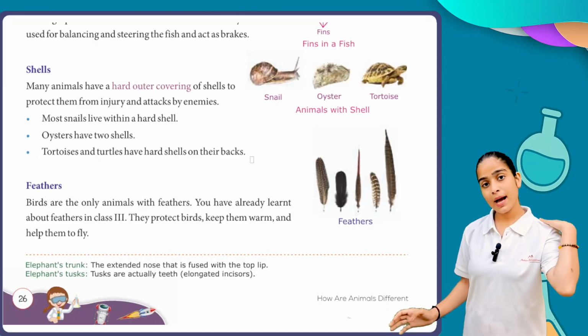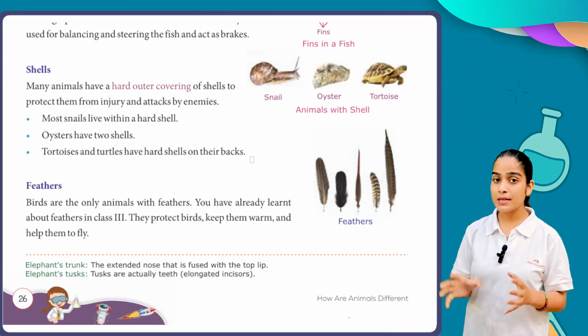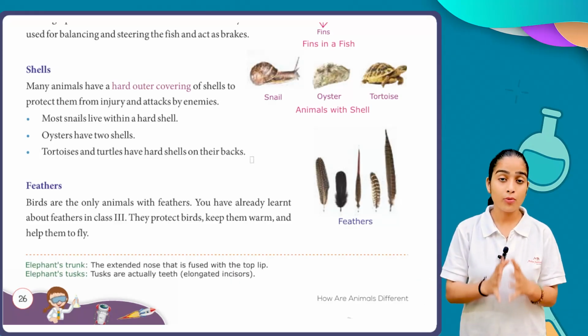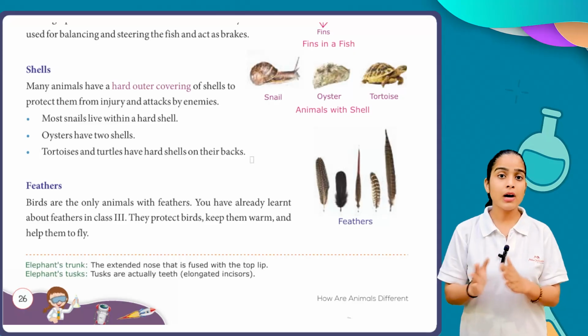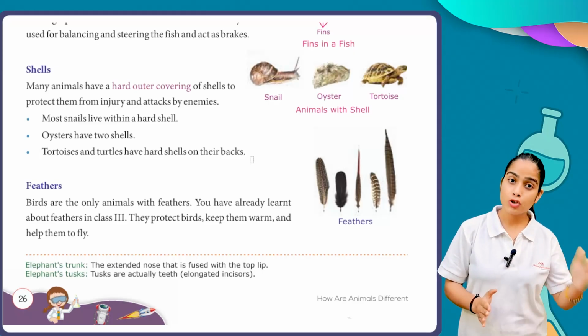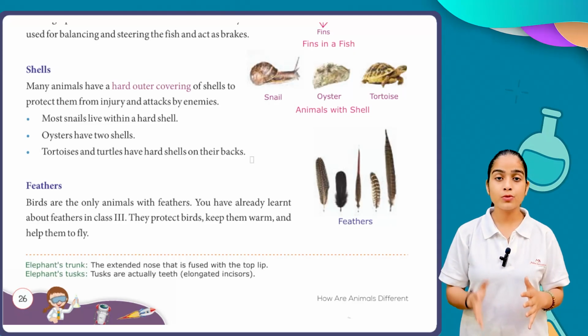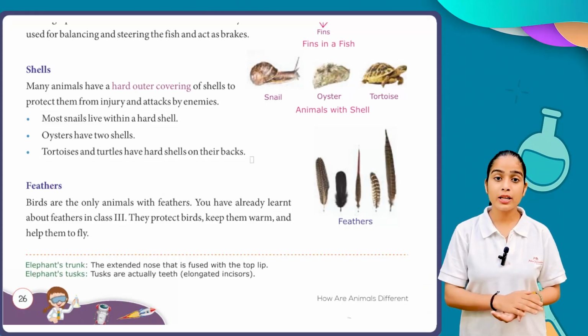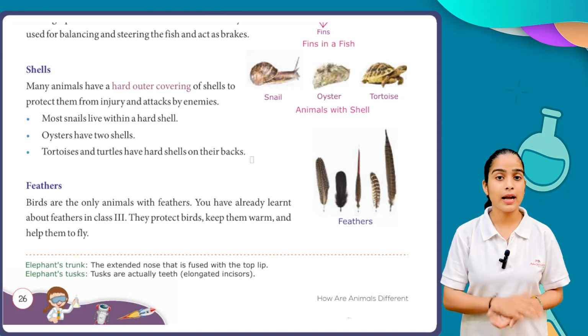So basically our back is very strong, right? But in some animals, the back is made of a hard outer covering, and this hard outer covering is referred to as a shell, and this shell helps protect them from their enemies. And what are the examples we have of shell animals? We have the snail, oyster, and turtle.